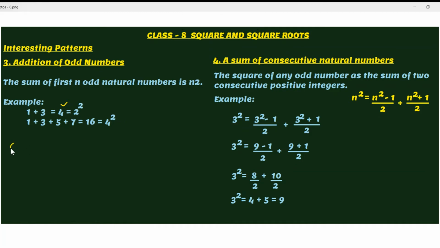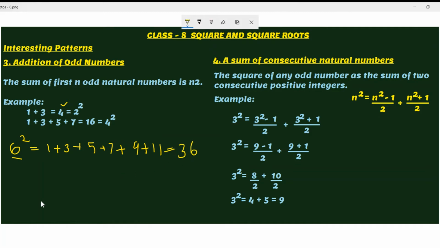So if you want to find the 6 square value, you can write the sum of 6 successive odd numbers, up to 11. 1, 2, 3, 4, 5, 6. So this will be 36. You can check. So we can write that the sum of the first n odd natural numbers is n square. So I have written here, the first two odd natural numbers give 2 square, and the first four give 4 square.